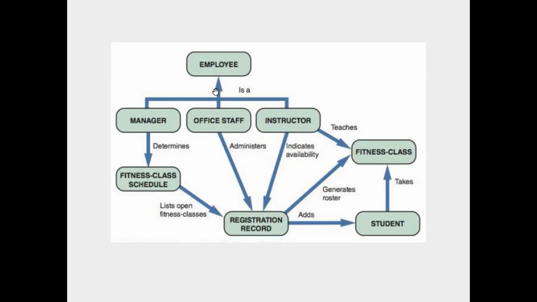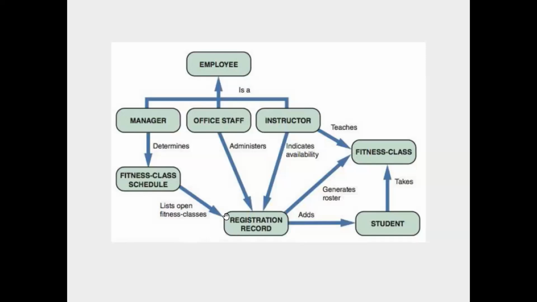So what it means is that all the attributes and methods in Employee are inherited by Manager, Office Staff, and Instructor. And then there are some other classes, right? In here, Fitness Class Schedule. In this particular case, the relationship is "determines": the Manager is the one who determines the fitness class schedule. And then the Instructor will teach in the fitness class. The Student will take the fitness class, right?